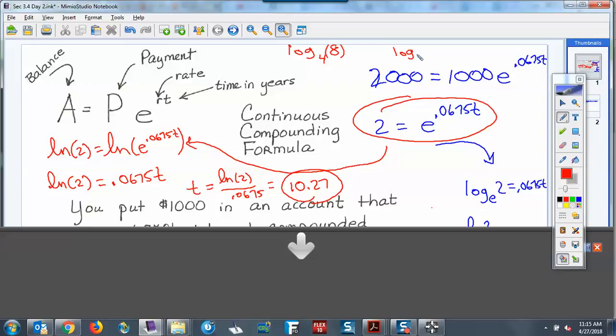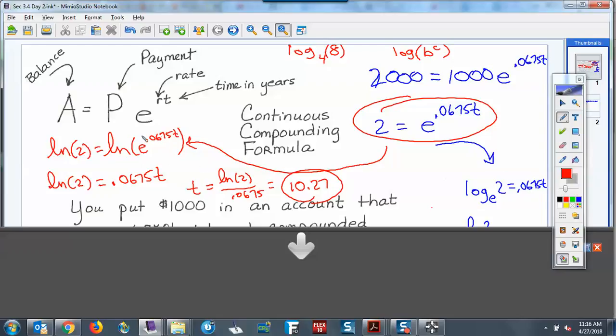Log, base, it doesn't matter, any log. If you have b raised to the c power, what can we do with that c? Bring it down in front. Anytime we have a log and there's an exponent inside of that log, we can bring that exponent down in front. So what we can do here is we can bring this down in front.